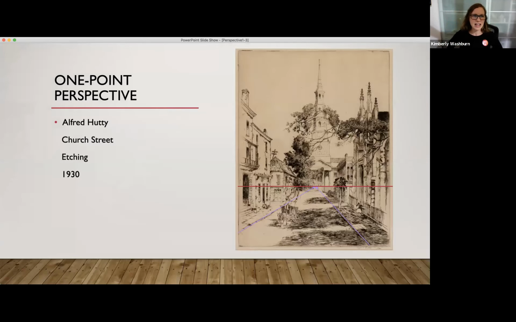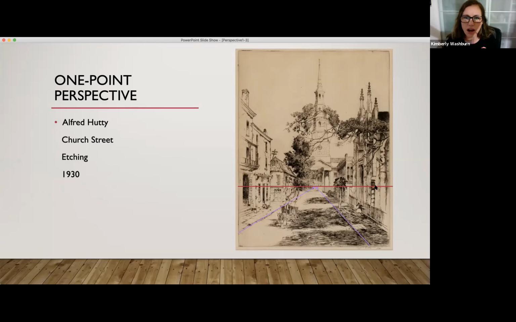Right here, this is what we call an etching. It's not a painting, it's kind of like a drawing, but it's a type of print making. So the example that you're looking at right now is an etching by an artist named Alfred Huddy. Now Alfred Huddy lived in the early 1900s and he liked to create etchings, so that's what we're looking at right now, an etching.